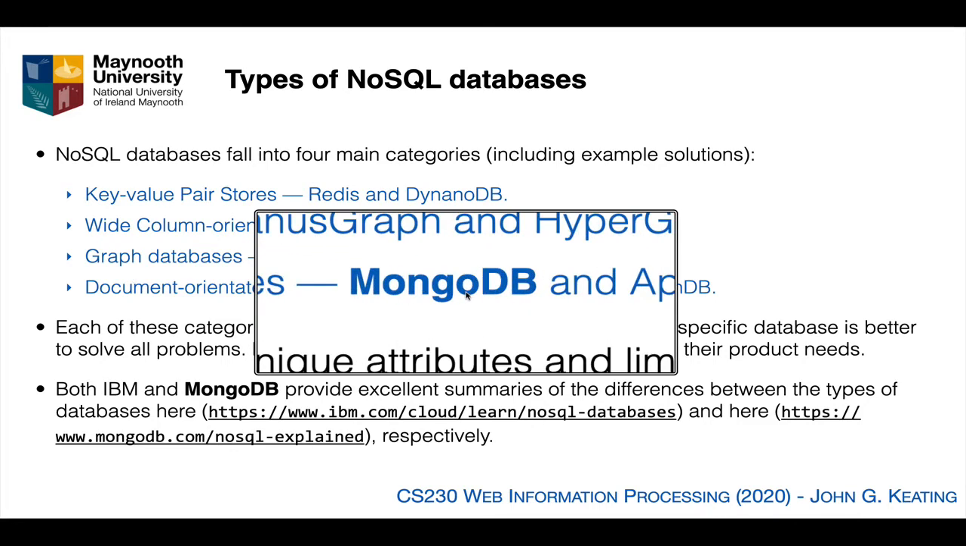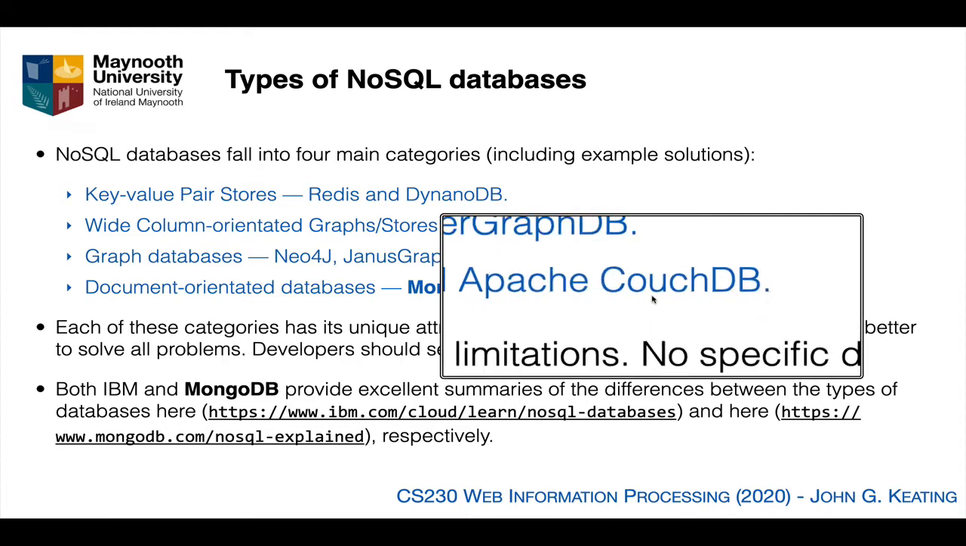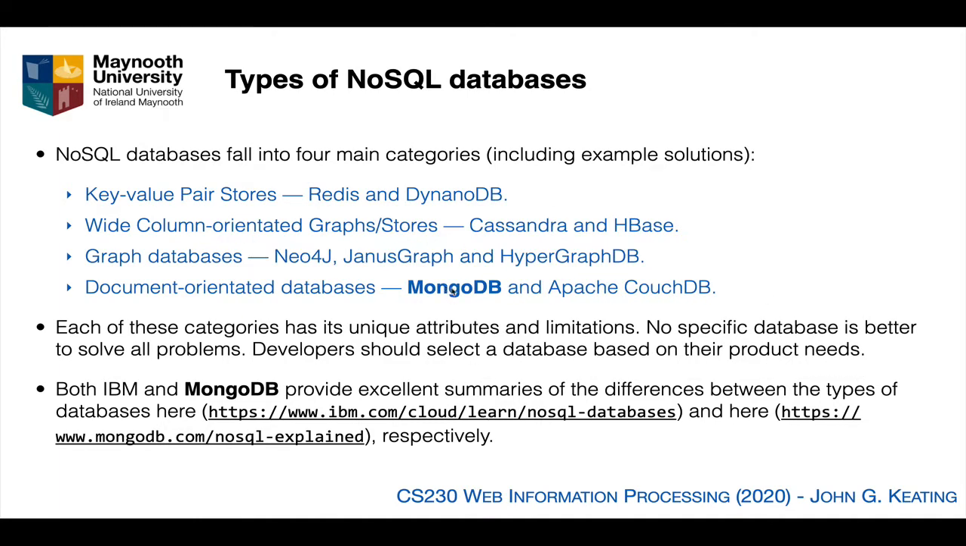And one way to do this is to use MongoDB, and another is to use Apache CouchDB, but we're going to focus on MongoDB. So each one of these categories has unique attributes and limitations, okay? So there's no specific database really that's better at solving all problems. So you should choose, as a developer, you should select a database based on your product needs.